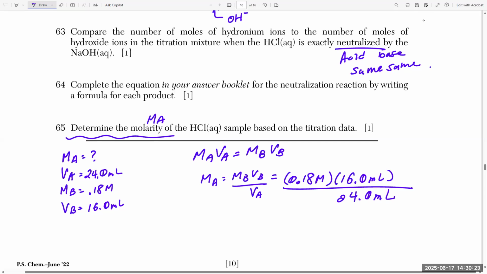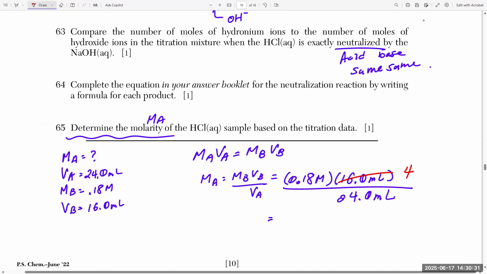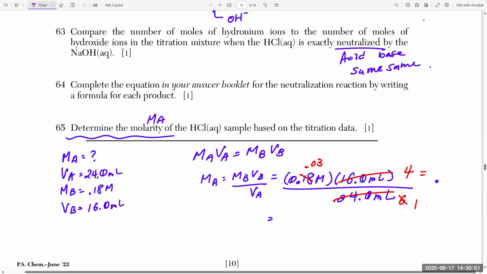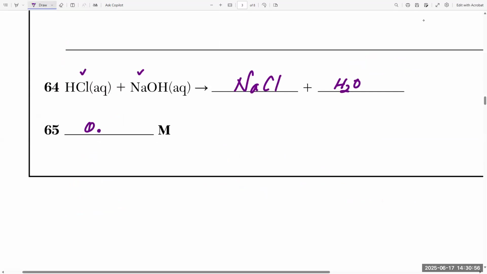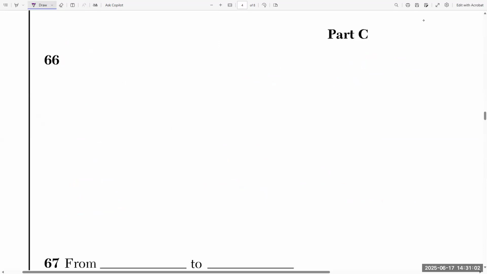Now, do we need a calculator to solve it? I guess it's helpful, right? But we could try to do this without it. 4 goes into 16 4 times. And 4 goes into 24 6 times, right? And then 6 goes into 6 once, 6 goes into 18 that many times, which comes out to, what is the value? 0.12, okay? So 0.12 is our answer. All right, let's go on to 66.